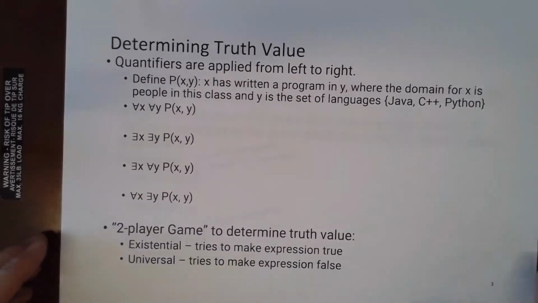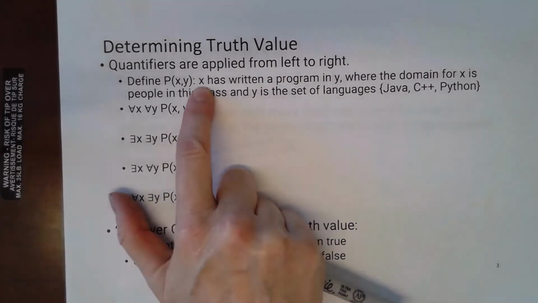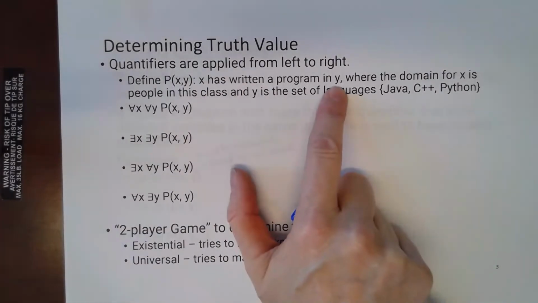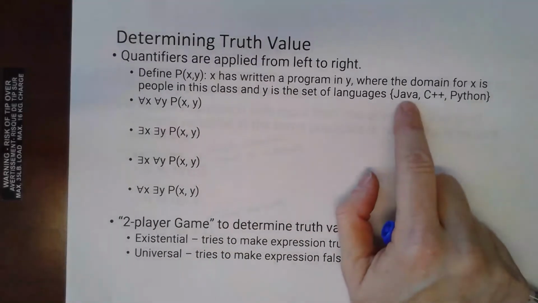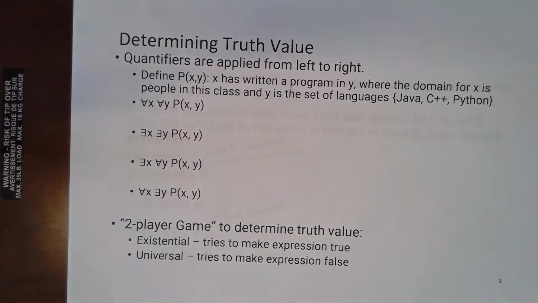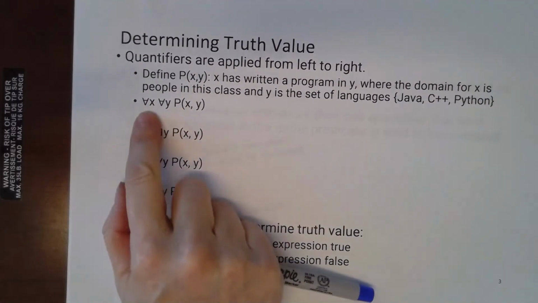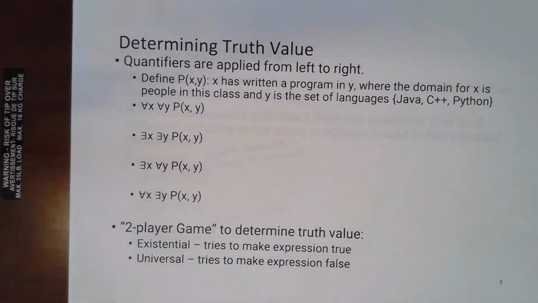So let's say we've got this example. The predicate P of x, y will be that x has written a program in y. The domain for x is people in this class, and y is the set of languages Java, C++, and Python. Notice there are two different domains, one for x, one for y. If I look at this statement, for all x, for all y, P of x, y, if you had to state that as an English sentence, what is that trying to tell us?